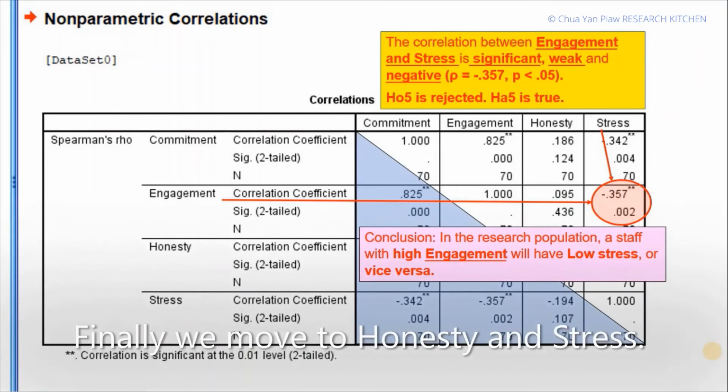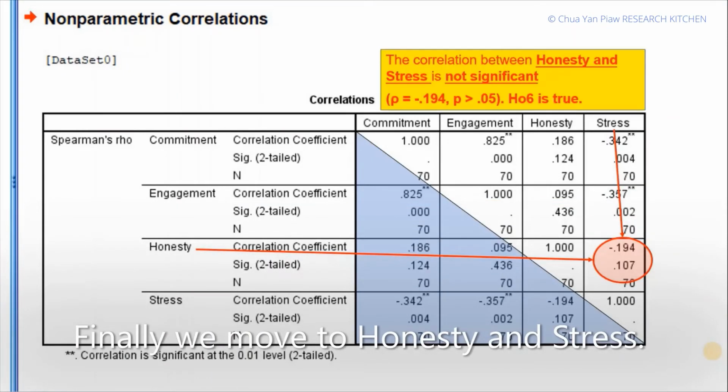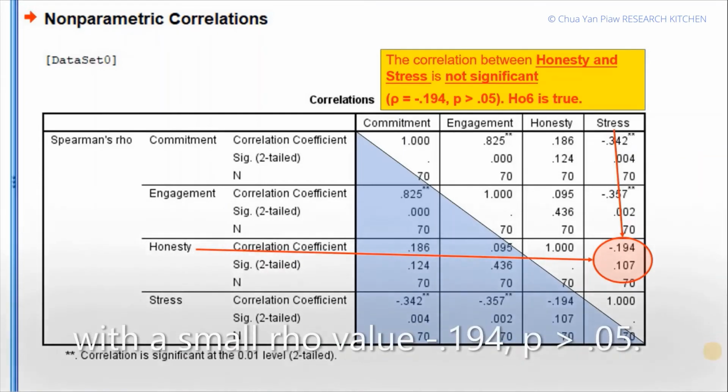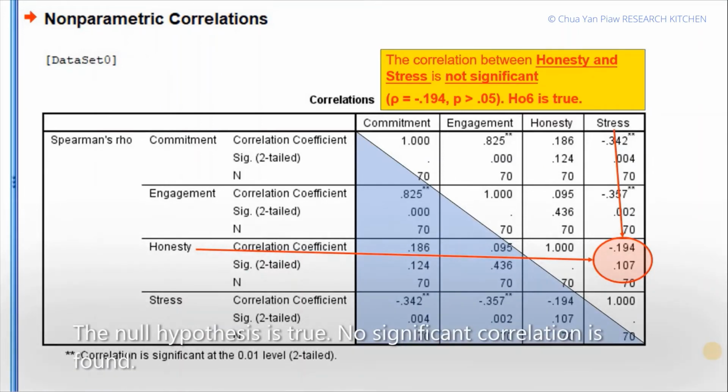Finally, we move to honesty and stress. The correlation between honesty and stress is not significant. With a small rho value, negative 0.194, p larger than 0.05. The null hypothesis is true. No significant correlation is found. This is the way of interpreting the Spearman Rho correlation test result.